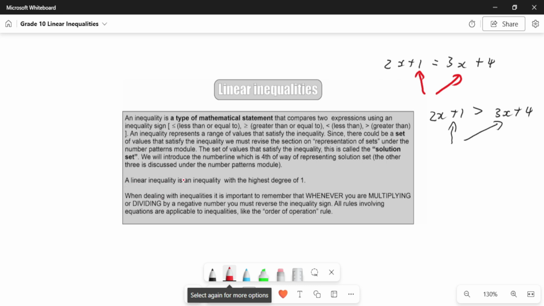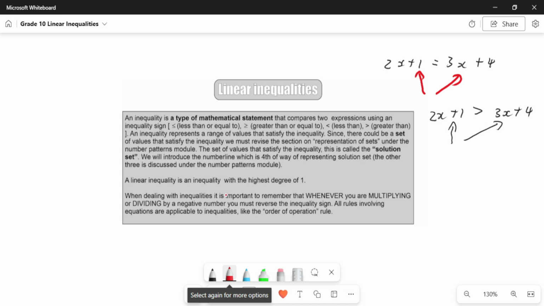A linear inequality is an inequality with the highest degree of 1. You already understand what this terminology means. Highest degree means it has x only and x to the power 0. So x to the power 1 is the highest exponent that will be in the expression, or y to the power 1 or z to the power 1 will be the highest exponent in the expression.